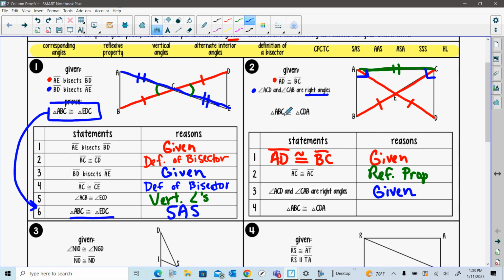Well, they want us to prove the 2 triangles are congruent. And because I see this right angle, if I look opposite that, that is the side that I have a marking on, which is the hypotenuse. So this is by HL.